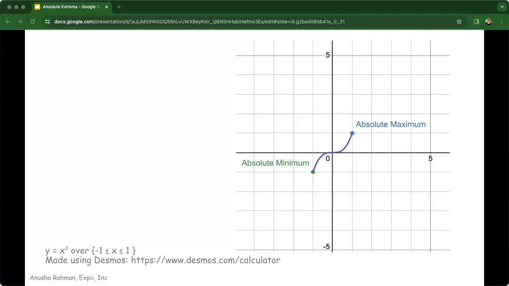Here's the answer. The absolute max is at (1, 1), and the absolute min is at (-1, -1). These are the highest and lowest points, respectively. So that is how you find the absolute extrema graphically.